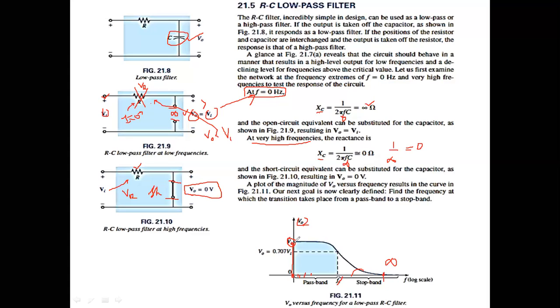So this is the graph for the low pass filter. Means for low frequencies the output will be equal to Vi, and with the increasing of frequency, Vo is going to reduce, and for very high frequencies, the V naught will reduce to 0. Okay.